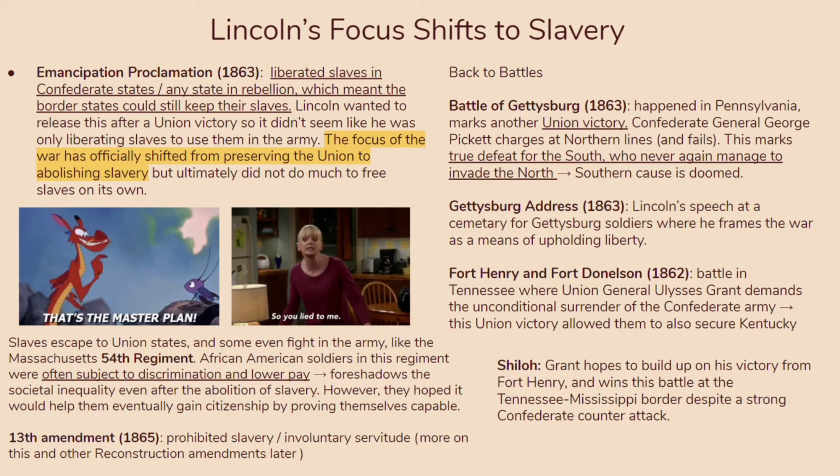And then lastly, for this slide, we have the Battle of Shiloh, where General Grant hopes to build on his victory from Fort Henry and wins this battle at the Tennessee-Mississippi border despite a strong Confederate counterattack. So again, the North is clearly winning right now, and the South is really getting nervous with this.